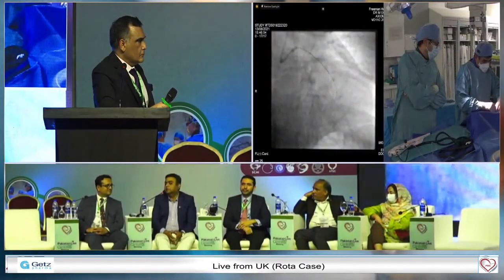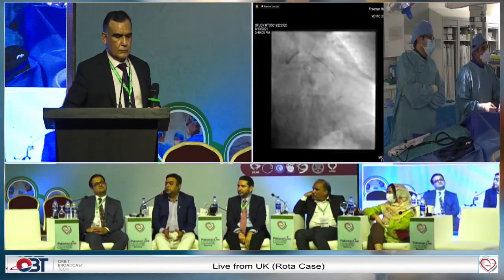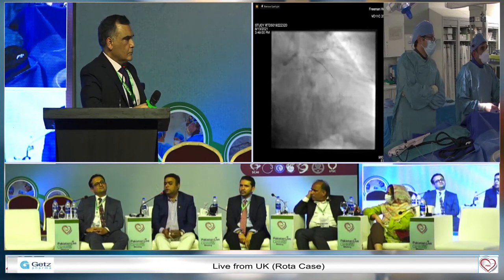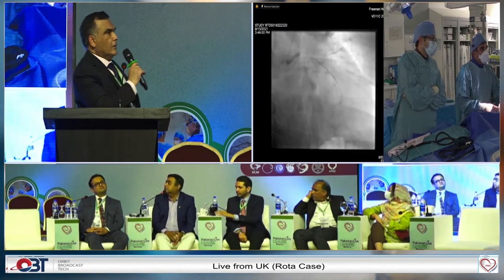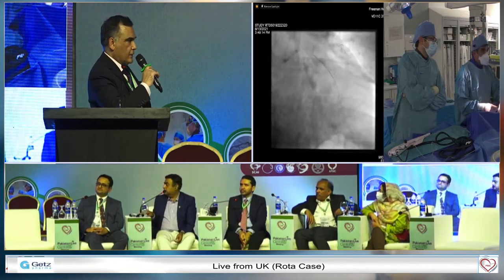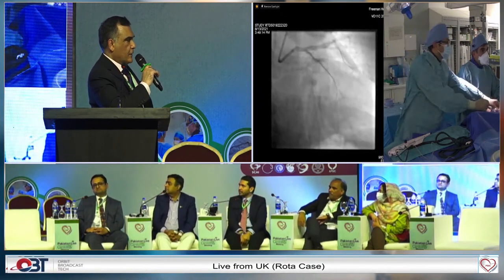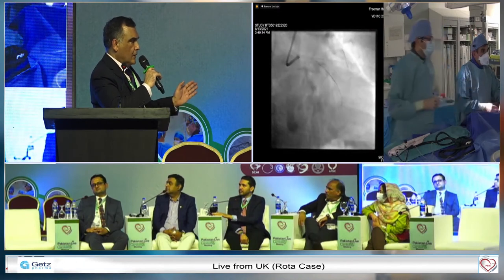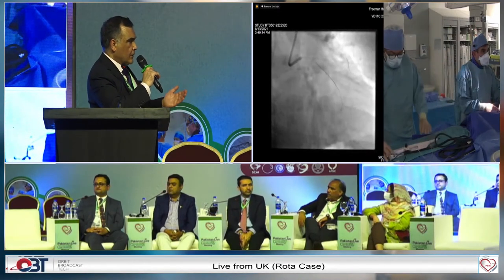Counter argument to that: we are putting a wire in a side branch to protect during stent deployment. During rota we don't have a chance to occlude that side vessel. That is theoretically right, but it's not 100% correct. If you rota across a large side branch in a calcified vessel, you cannot say in 100 out of 100 cases it will not obstruct. Usually it doesn't, but sometimes it can.